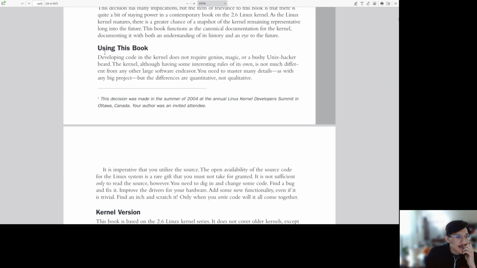Using this book, developing code in the kernel does not require genius, magic, or a bushy Unix hacker beard. The kernel, although having some interesting rules of its own, is not much different from any other large software endeavor. You need to master many details as with any big project, but the differences are quantitative, not qualitative.